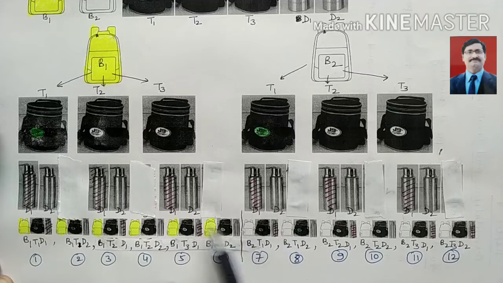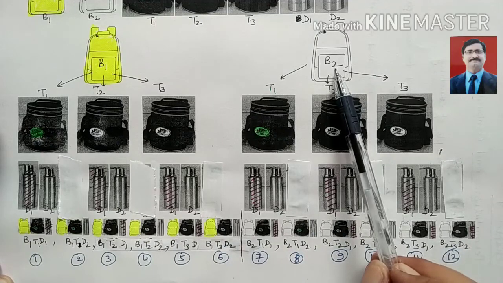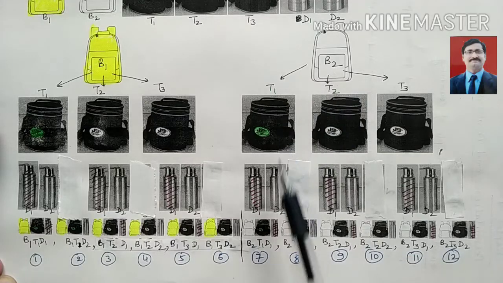Okay. Then the seventh will be from here. Now we have to go back and take, so back means B2, T1 and D1.